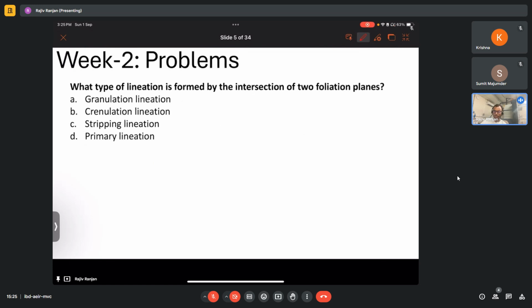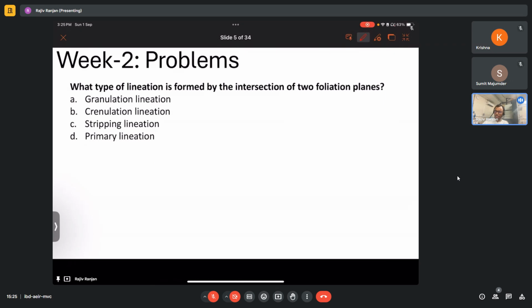Okay, so the next question is: what type of lineation is formed by the intersection of two foliation planes? Suppose the question is asking what sort of lineation will form when you intersect two foliation planes.